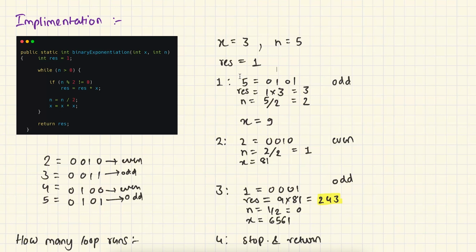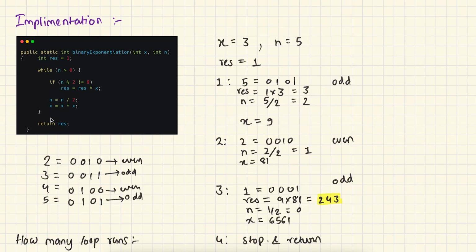Then we check if n is even or odd. So what is the binary representation of 5? 0, 1, 0, 1, and it is an odd number. What we do in case of odd numbers, we simply multiply result with x. So the result becomes 1 into 3, which is equal to 3. And after that, we simply divide the number by 2. So now 5 divided by 2 is equal to 2.